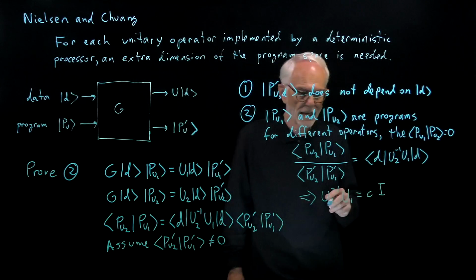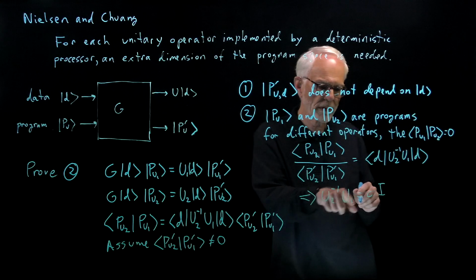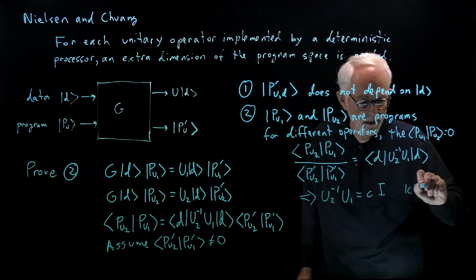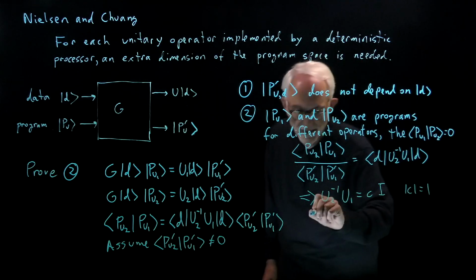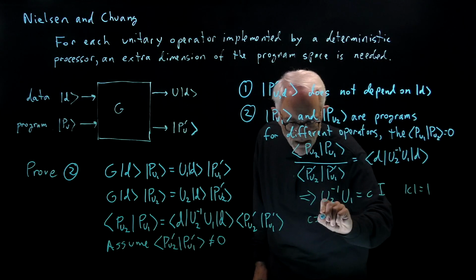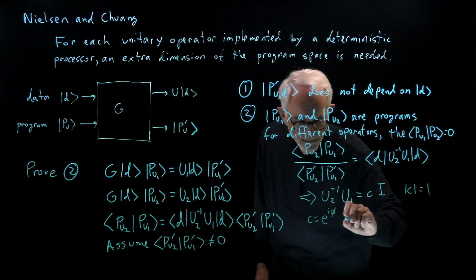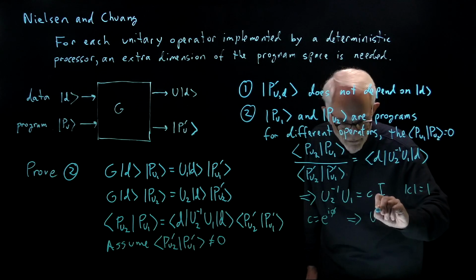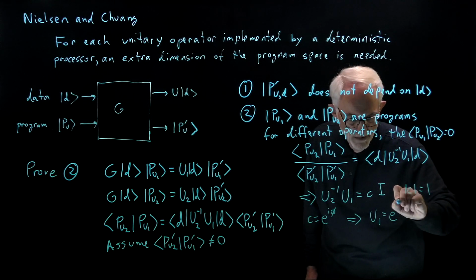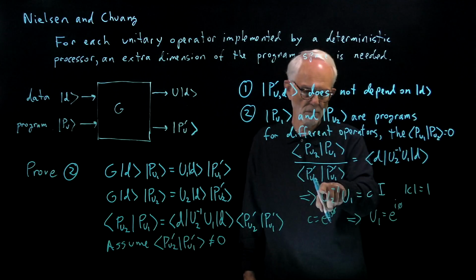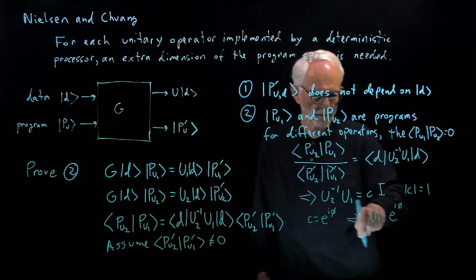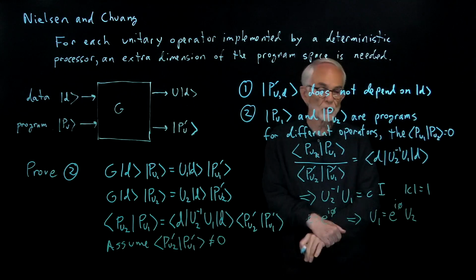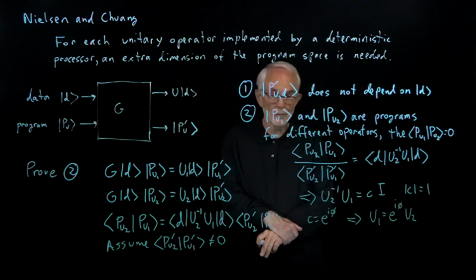And now this whole thing is a unitary operator, which means that C has to obey the magnitude of C equal to 1, so I can just write C equals e to the i phi for some phi, and that simply implies that U1 is equal to e to the i phi U2. So multiply both sides by U2. So the operators are just multiples of each other. That means it's basically the same operator.